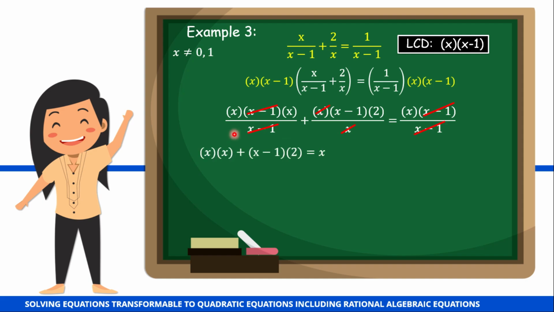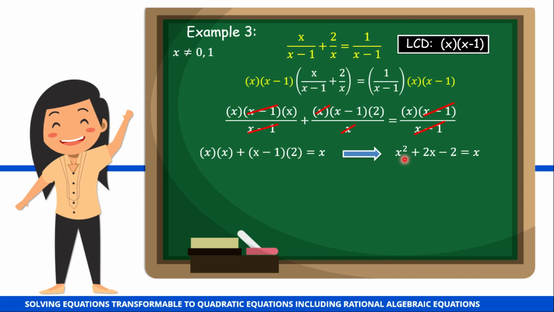We now have x times x sa unang term. Sa pangalawang term, ang natira ay x minus 1 times 2. At sa kabilang side, ang natira ay x. I-simplify na natin ito. X times x, that is x squared. And then, plus, i-simplify natin 2 times x, that is 2x. And then 2 times negative 1, that is negative 2, is equal to x.